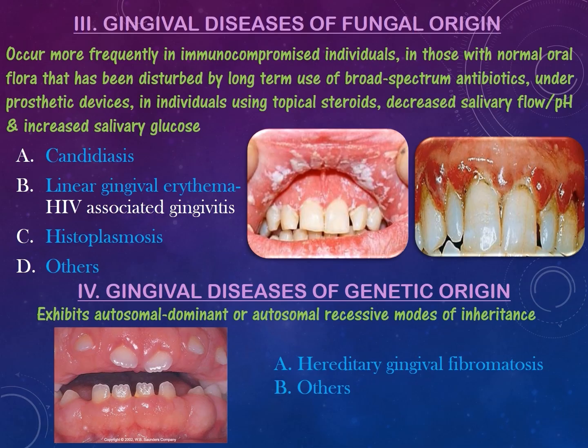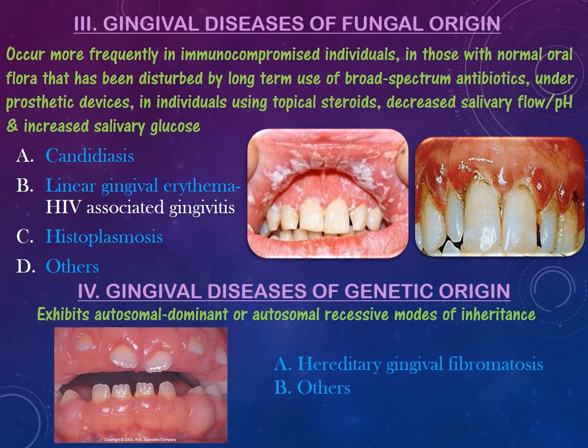Gingival diseases of genetic origin. It exhibits either as an autosomal dominant or as an autosomal recessive modes of inheritance. The most clinically evident condition is hereditary gingival fibromatosis, in which the gingival enlargement may completely cover the teeth, delay the eruption, or it may present as an isolated finding, or it is associated with syndromes.